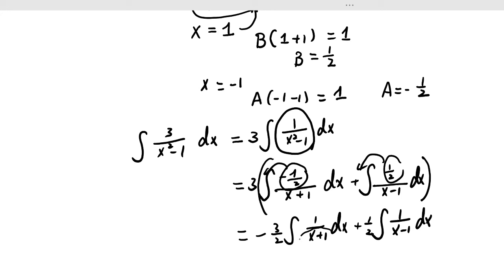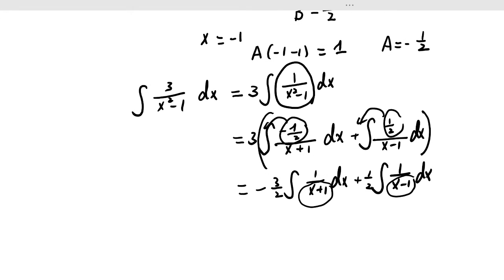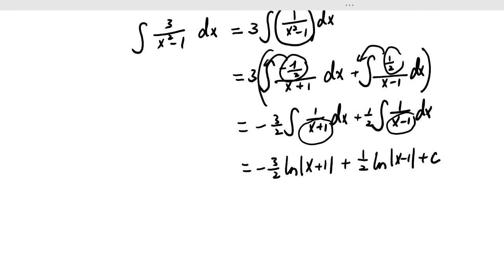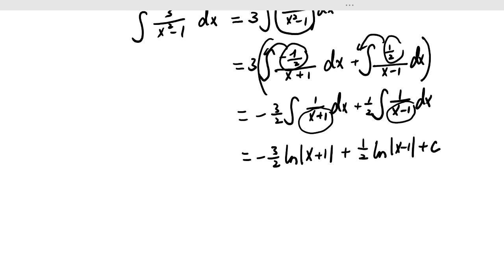This is a very special case. Because when I take a u prime, it gives us 1, so we don't have to worry, and we can give the final answer right away. That's going to be -3 over 2 ln of x plus 1, plus half ln of x minus 1, plus C. So far we have one example using partial fractions to solve the problem.